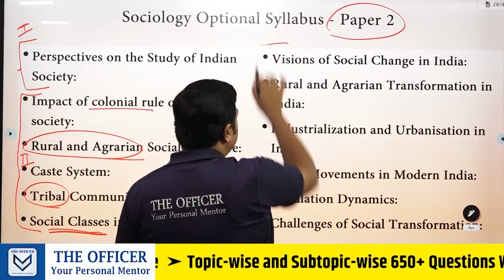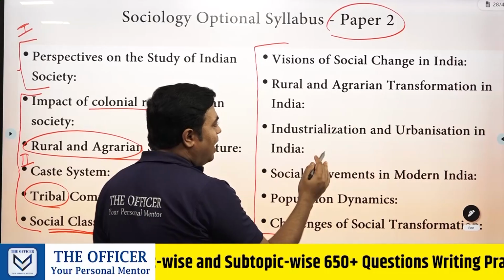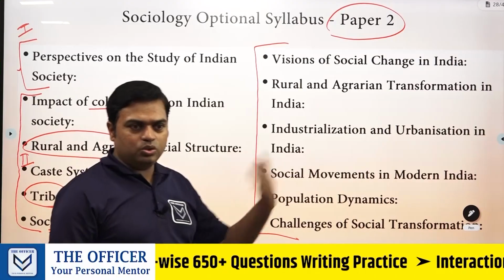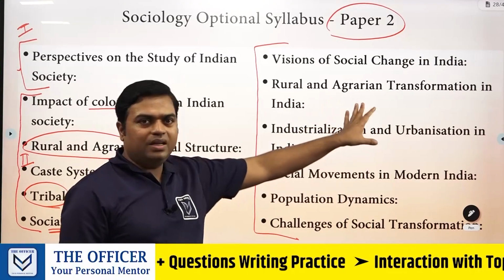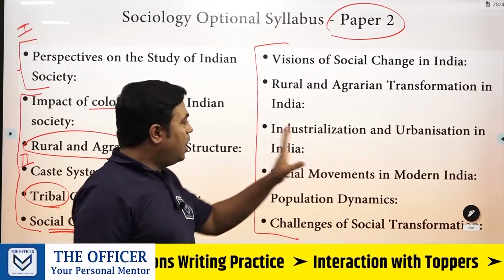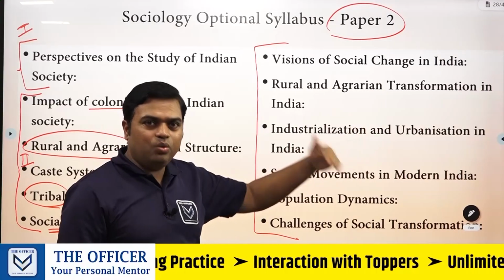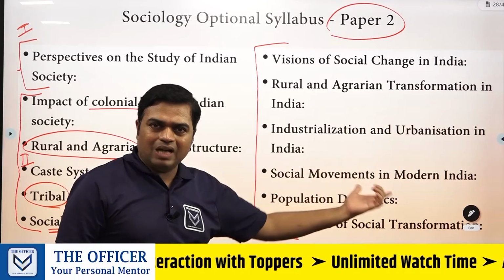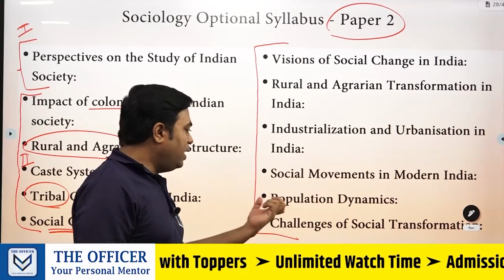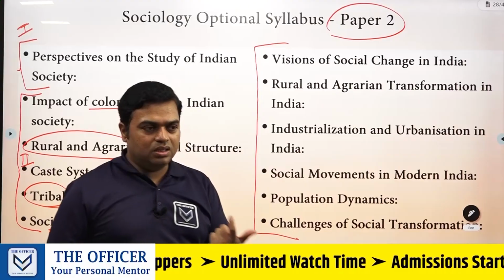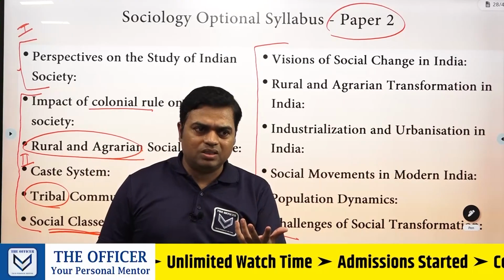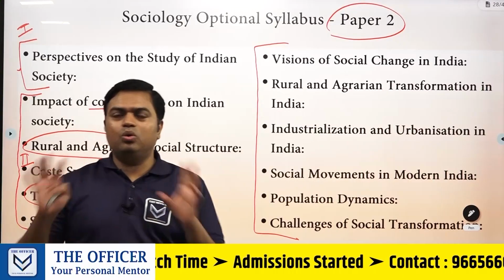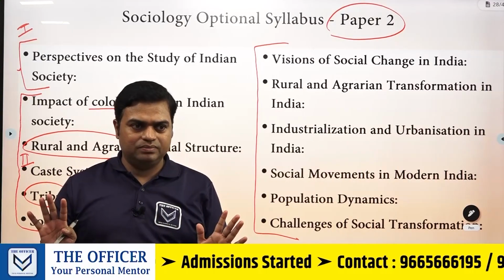And third, vision of social change. How India is undergoing social change. How our rural and agrarian transformation is taking place. How our urbanization, means how India is becoming urbanizing. How in India social movements are bringing social change and how the social changes are creating challenges. That is the third part. So we can divide the whole syllabus into the 7 buckets.